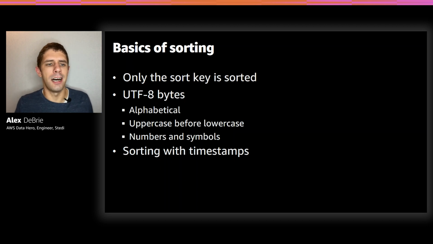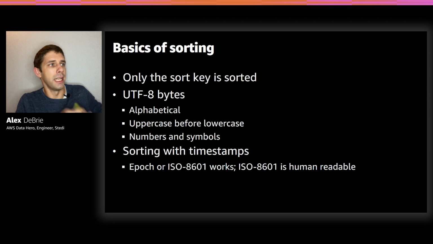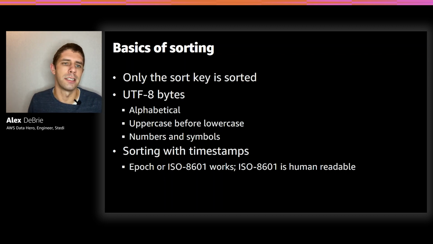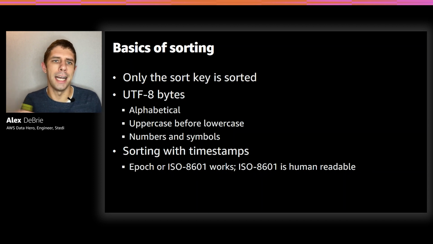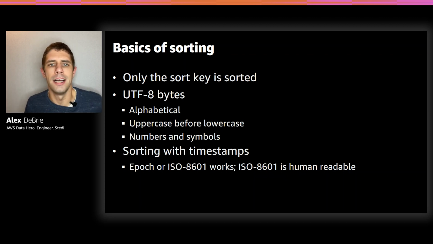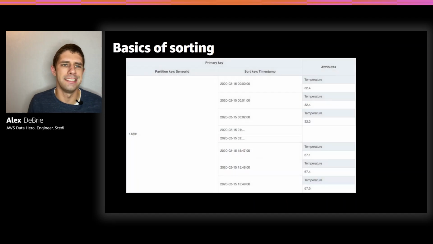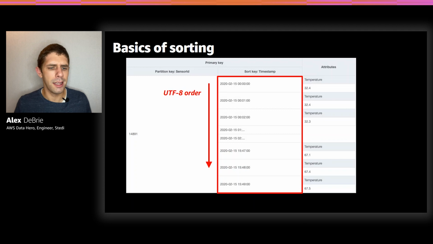One question I get asked a lot is, how do I do sorting with timestamps in DynamoDB? Specifically, should I use an epoch timestamp or should I use ISO 8601? So the great thing is either one will work. Epoch timestamp will work. ISO 8601 will work. They're both sortable. The nice thing about ISO 8601 is that it's human readable. So if you have to go to the DynamoDB console or print out a DynamoDB item, it's very easy to see what's going on there rather than converting back and forth to an epoch timestamp. So that's what I like.